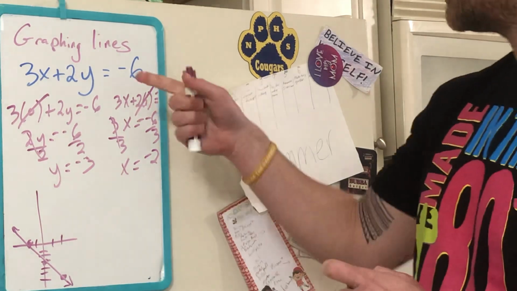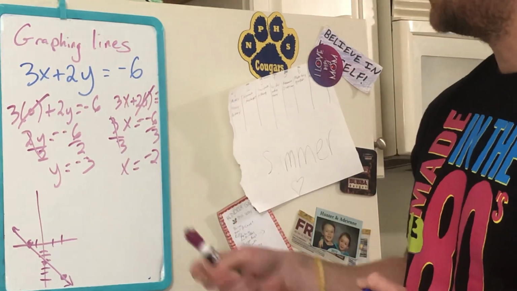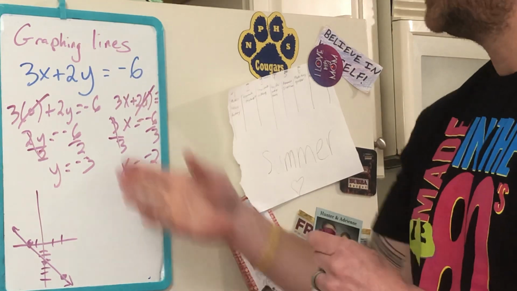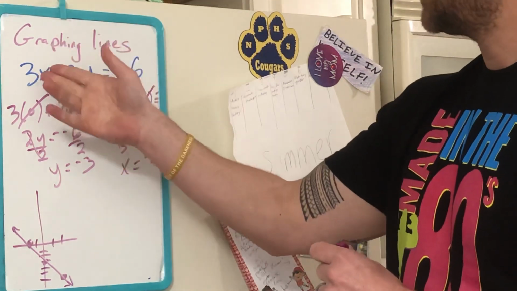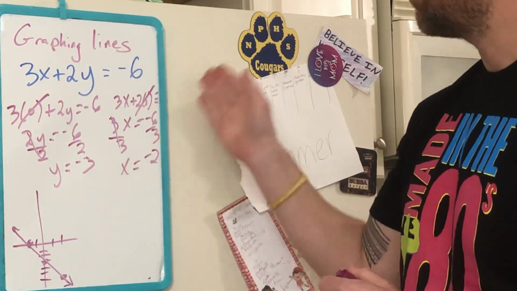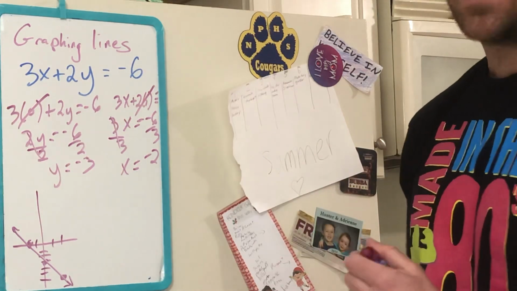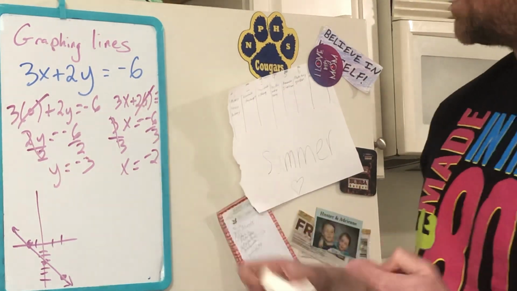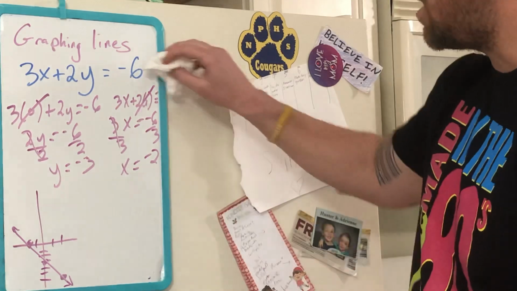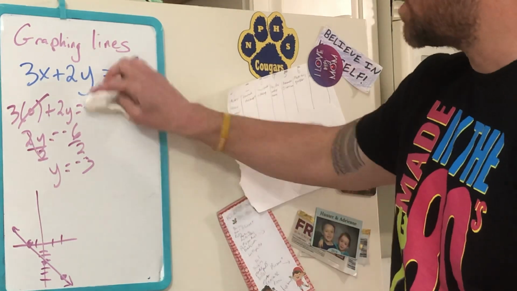Okay, so that's a different way to do the same thing. I think sometimes when it's in standard form, it's easier just to do this. Plug in 0 and solve for y, plug in 0, solve for x. Okay, I think you're less likely to make a mistake than solving for y and putting it in slope-intercept.